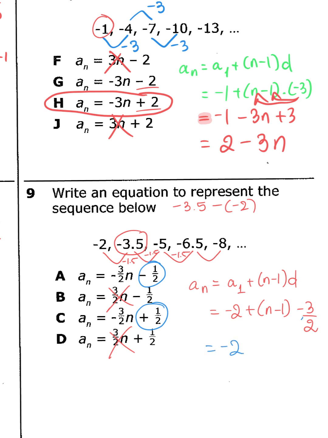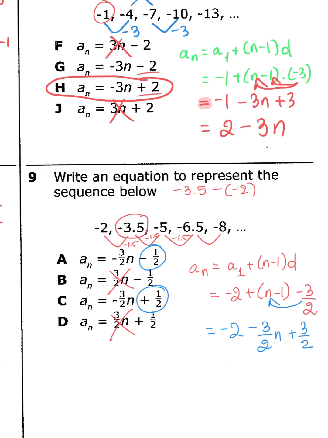Negative 2, distributive property, we have negative 3/2 n plus 3/2. Combine like terms, negative 2 add 3/2. You got negative 1/2 minus 3/2 n. And the correct answer will be A. It is A.